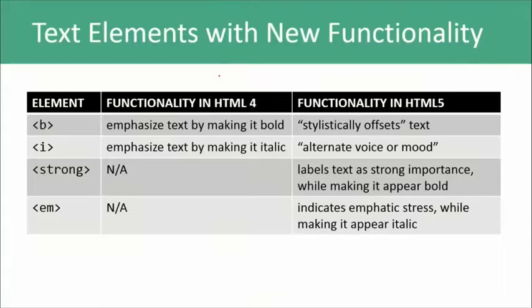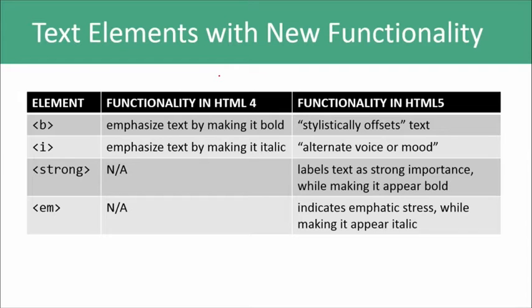Heading back over to our presentation here. In HTML5, some of the text elements have new functionality. So in HTML4, bold was used to emphasize text by making it bold. Now it just stylistically offsets, so it just appears bold, right? There's no importance in the page. With i, a very similar situation where it's used to make text italic, right? Its functionality in HTML5 is to provide an alternative voice or mood.